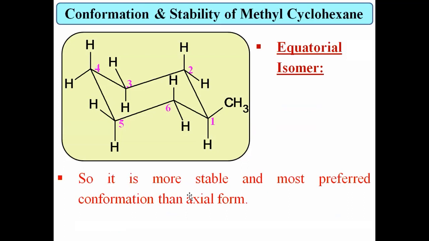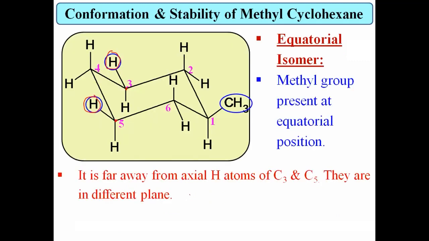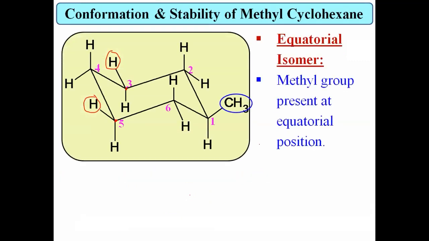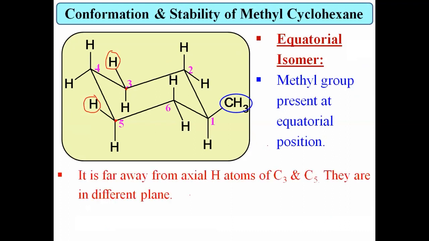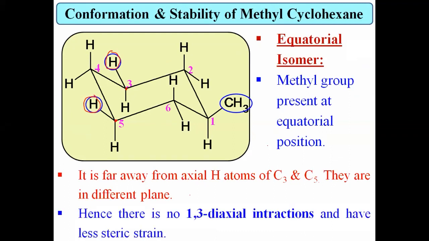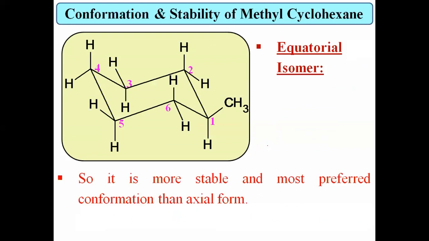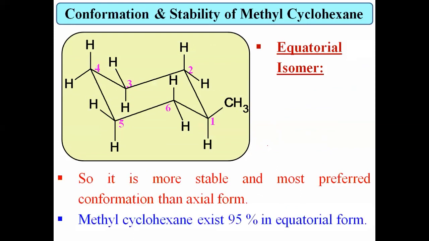But in the case of equatorial मध्ये मी दोन्हीचे comparison करतो. In the case of equatorial isomer, the methyl group which is present at equatorial position and hydrogen atoms which are present at equatorial position are not close to each other. They are present in different planes, आणि म्हणून त्यामध्ये interaction नाहीये. Hence there is less steric strain आणि म्हणून तो more stable आहे. It is the most preferred conformation and exists in near about 90% contribution.